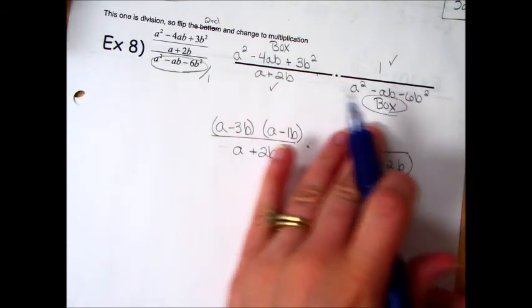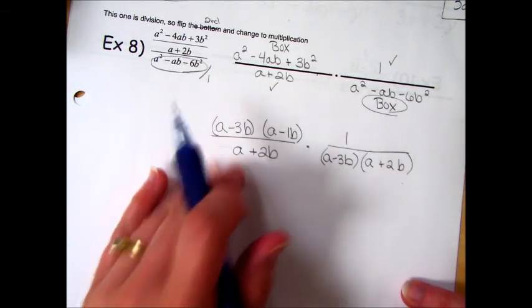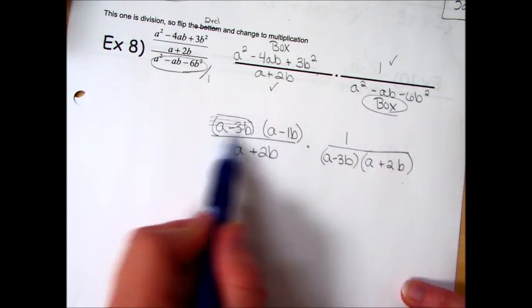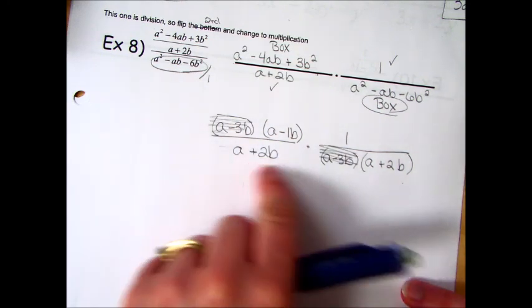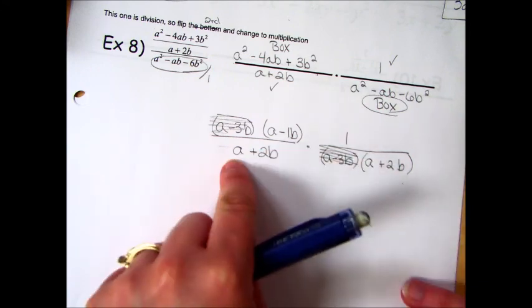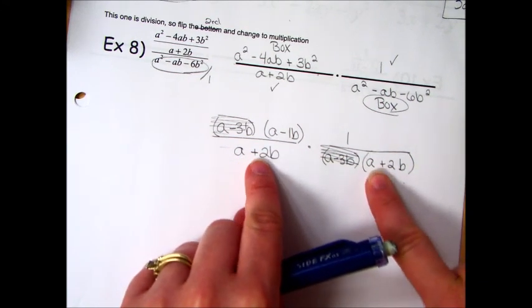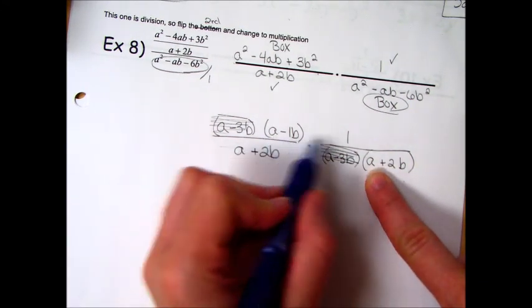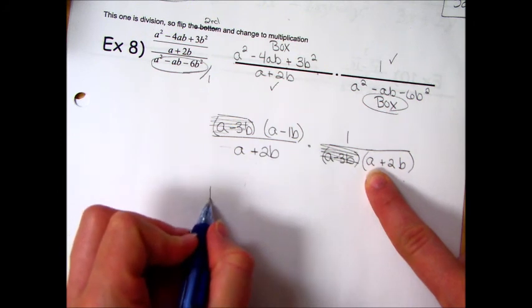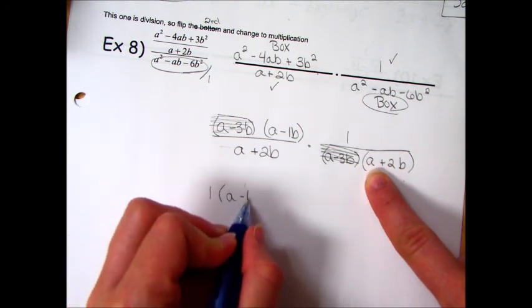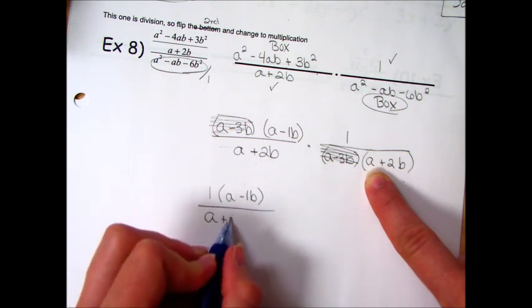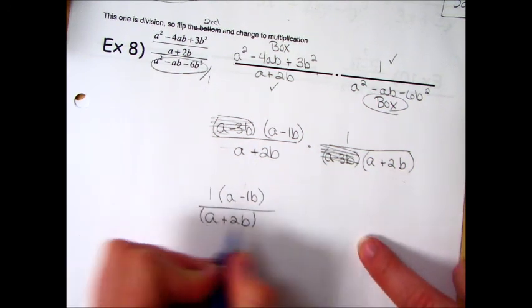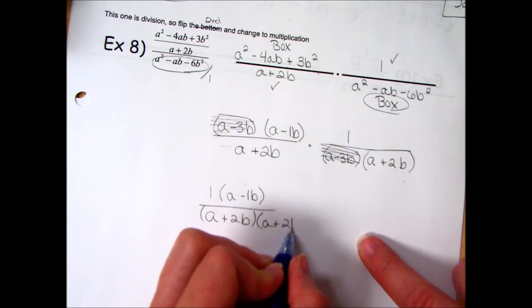Now we're going to look at anything on the top and anything on the bottom that matches. A minus 3B matches. And some kids think that you can cancel these. That is not the case because they're both on the bottom. So your answer on the top is that 1 with the A minus 1B. In the bottom, an A plus 2B and another A plus 2B.